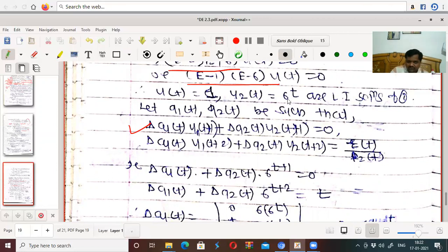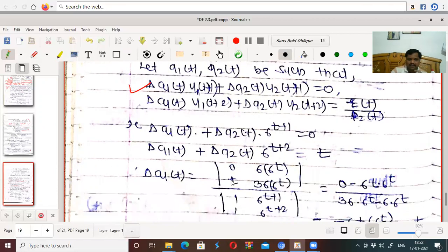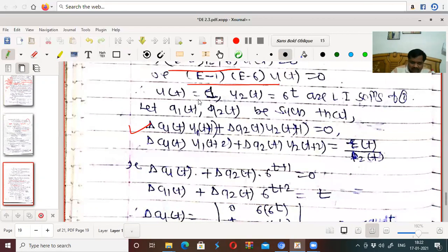What is u2(t)? 6 to the power t. u2(t+1) is 6 to the power t+1, equal to 0. Second equation, delta a1(t): again, u1(t+2) is also 1, as u1(t) is 1, and u1(t+1) is 1 as u1(t). This is not u(t), this is u1(t). So as u1(t) is 1, u1(t+1) is 1, u1(t+2) is also 1.